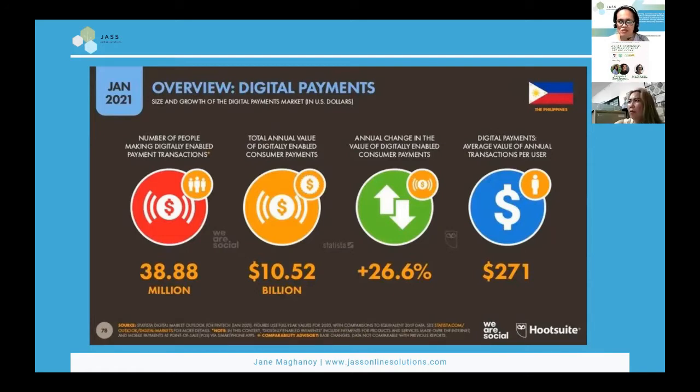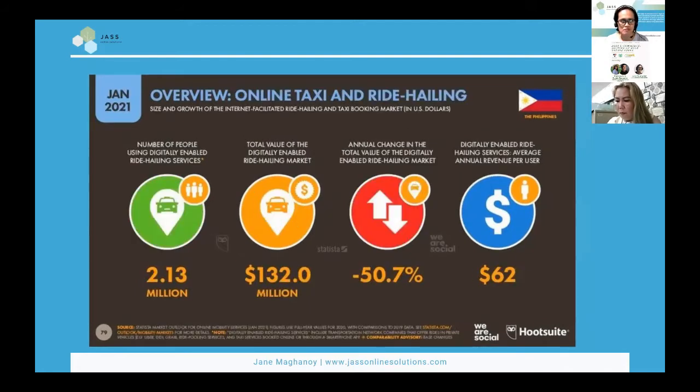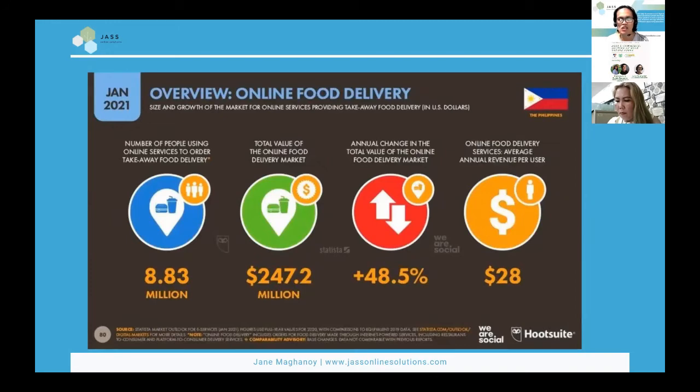And then, of course, we also have the annual change in the value of digitally enabled consumer payments, around 26.6%. Okay, so the average value of annual transactions per user is around $271. Okay, so ayan. Now, I'll move forward for this one for the online food delivery.